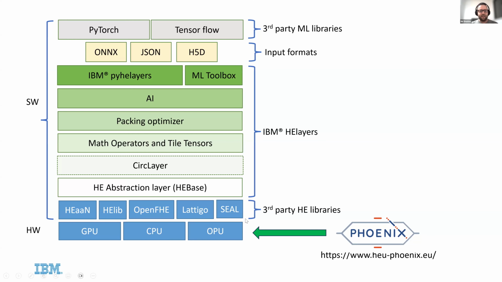But the idea is that there is still a gap between these third-party HE libraries like OpenFHE and the knowledge of data scientists and application developers, who work with PyTorch or TensorFlow or other machine learning or AI libraries. This gap needs to be addressed, and basically that's the main idea of HE layers. I'm not going to go deeper into every one of these layers because it's going to be hard to do in 20 minutes, but I will try to explain why it provides good capabilities and why it should be used.